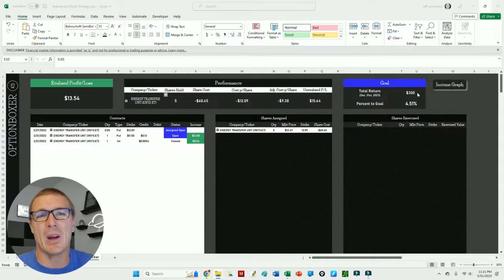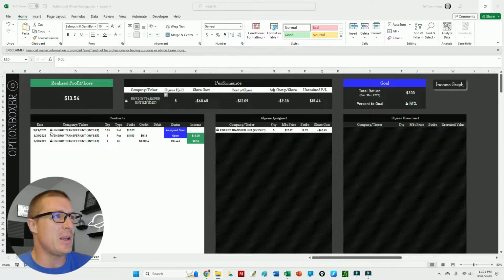To the right of the screen, you'll see total return. That's just my goal. That's what I want to make on this account by the end of the year, which is December 31st. I'd like to increase this account by $300 or make $300 in income by that time. And the percent to goal is just the amount that I've already made towards that $300. So I've already made 4.51%. So a pretty good start. And I've only been at it for about a week here. So not a bad way to start the week.